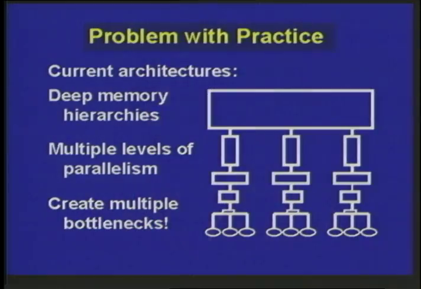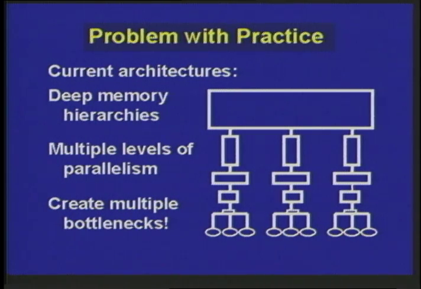So now we've gone one full round from theory to practice. Why aren't we done? Well, there's a problem with practice, and the problem is how machines are evolving. The machines are evolving towards deep memory hierarchies, so multiple caches, disks, memory, registers, etc., as well as multiple levels of parallelism. We're seeing multiprocessors with multiple functional units, etc. And then one wants to take those and build clusters and so on up.